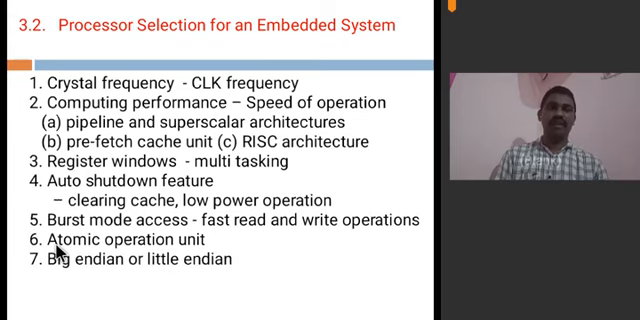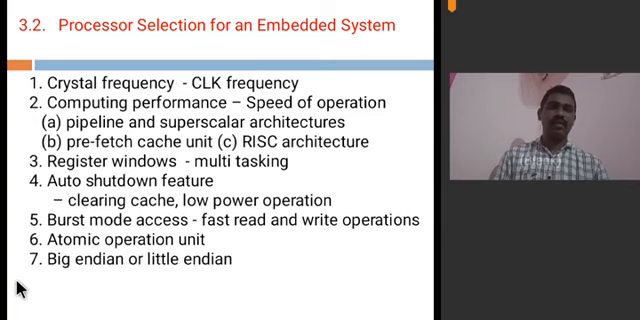Understand? Atomic operation is nothing but, when you are using shared memory, you should lock that memory so as to prevent the accidental corruption that could occur if another peripheral or processor tried to access that memory. Understand? Atomic operation.